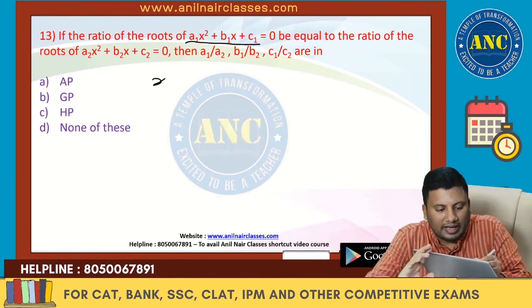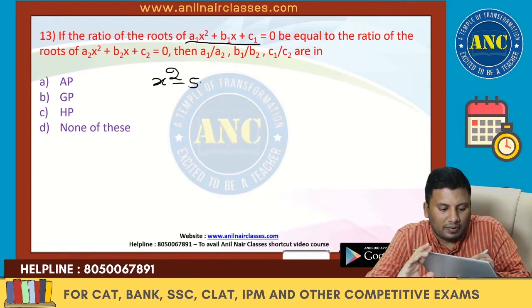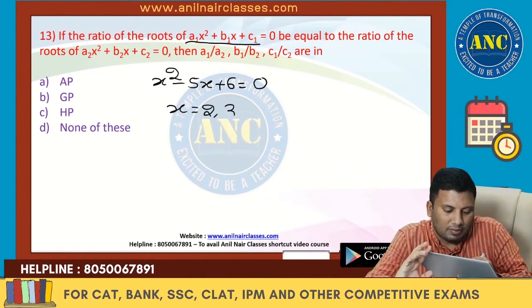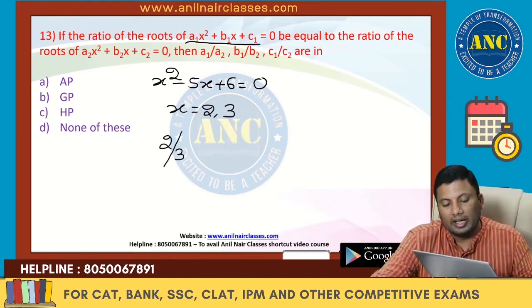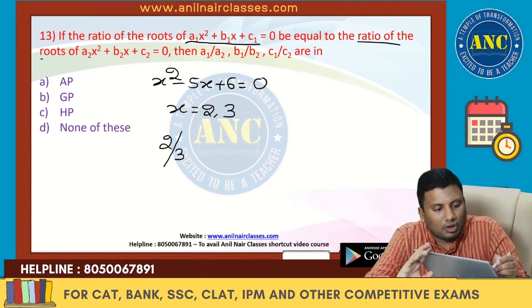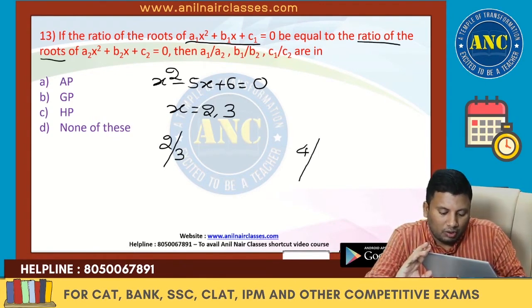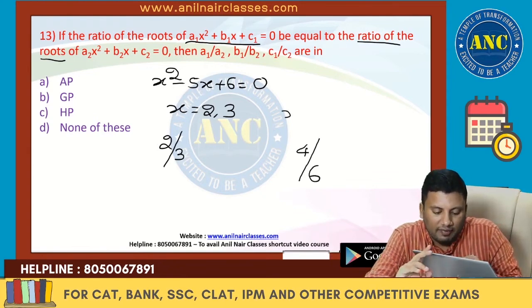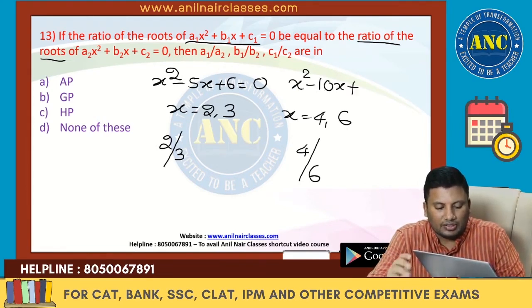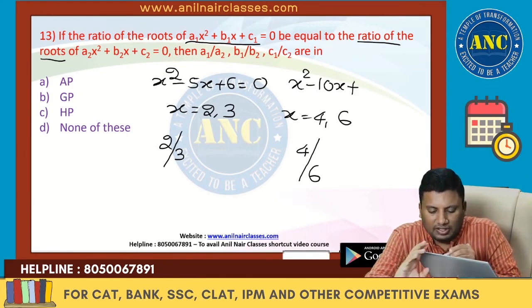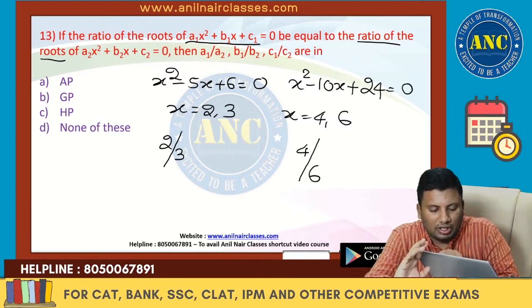So let me take a sample equation, x square minus 5x plus 6 equal to 0. The roots are 2 and 3, so the ratio of the roots is 2 by 3. This is equivalent to 4 by 6. That means I will take the roots as 4 and 6. So the equation will become x square minus 10x plus 24 equal to 0. Are you all with me?